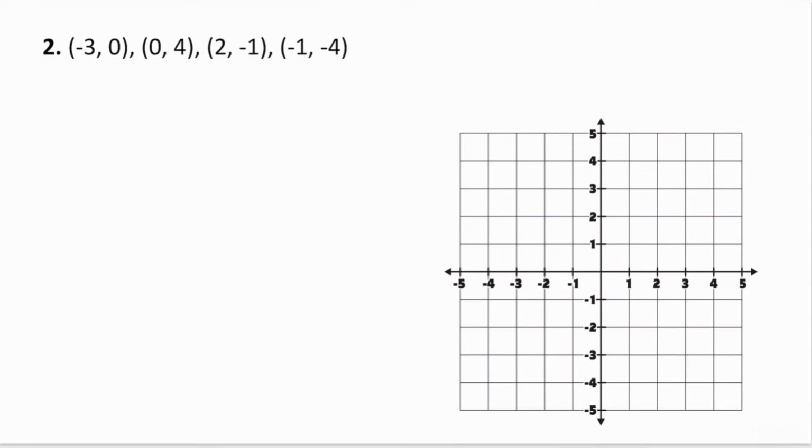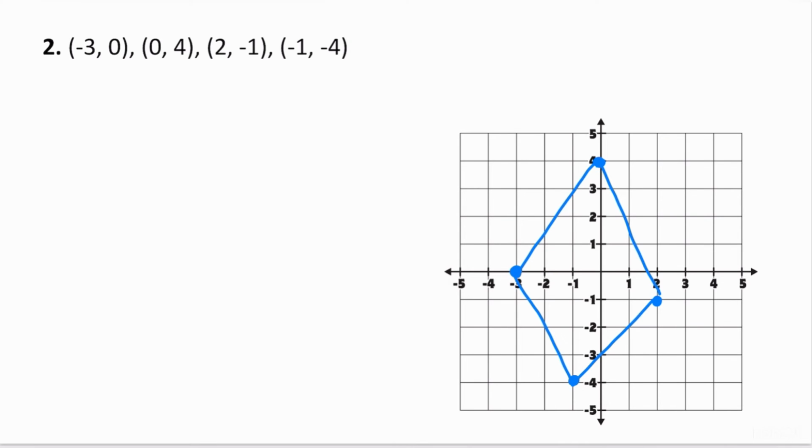In question number 2, we have 4 points. We have the points (-3, 0), (0, 4), (2, -1), and (-1, -4). So I'm going to go ahead and connect these points.